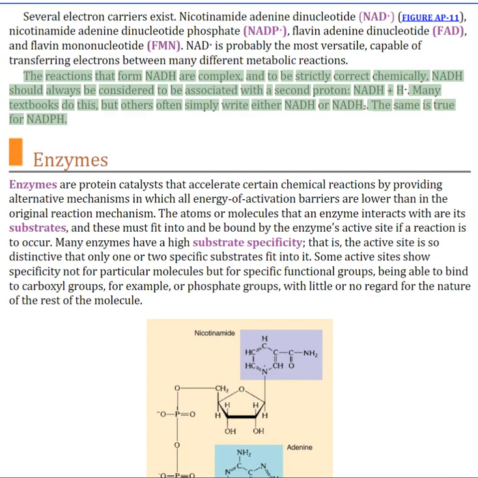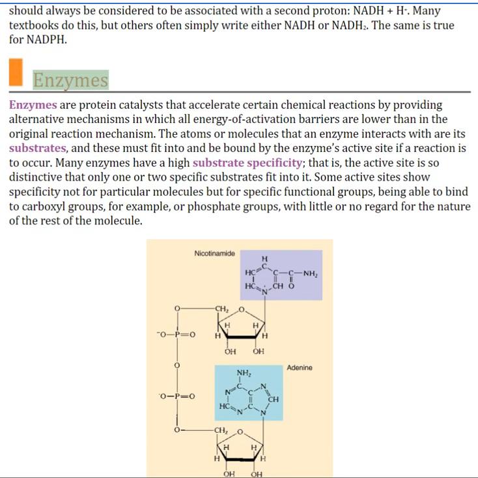The reactions that form NADH are complex, and to be strictly correct chemically, NADH should always be considered to be associated with a second proton, NADH plus H. Many textbooks do this, but others often simply write either NADH or NADH plus H. The same is true for NADPH. Enzymes.